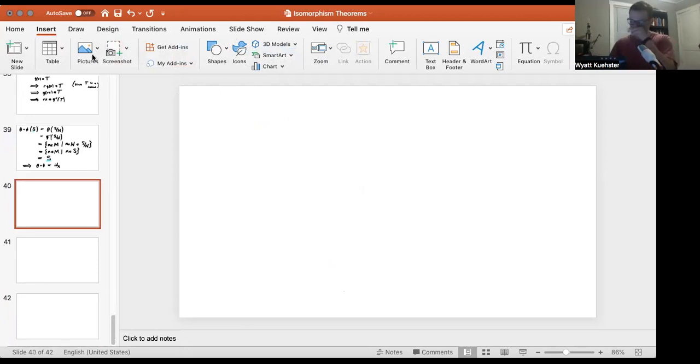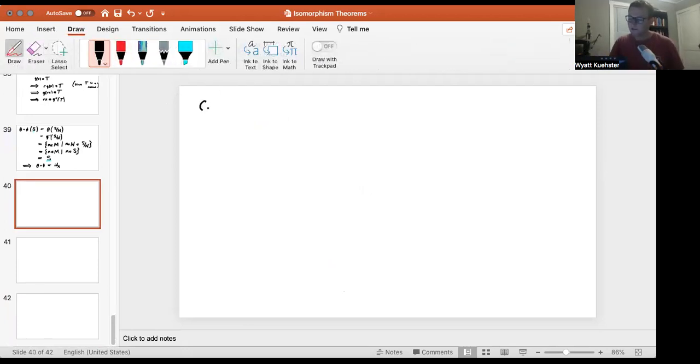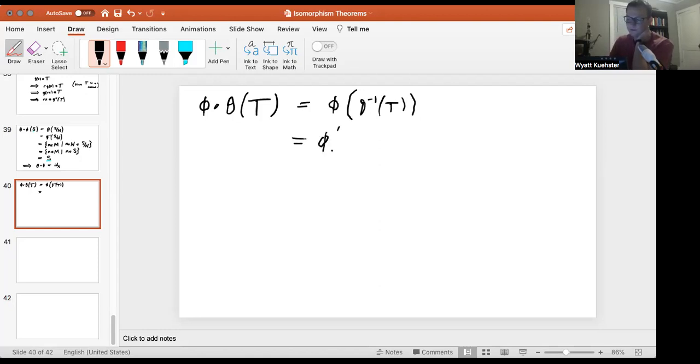Okay, now I need to compute the other one. I need to do phi composed with theta, and I need to feed this a submodule of M mod N. So I'll call it T. So theta of T is this preimage that looks like Q inverse of T, but it's not an inverse. So it's theta of the set of all the m in M such that m plus N is in T.